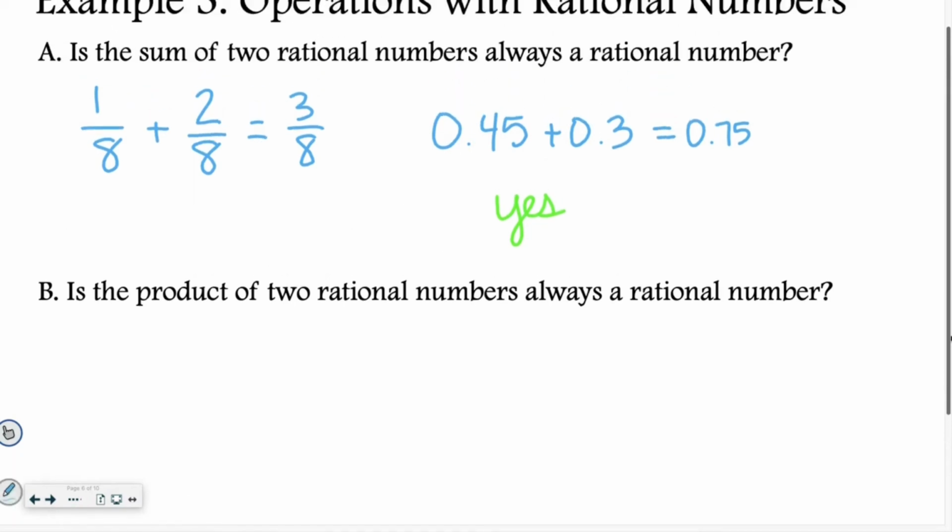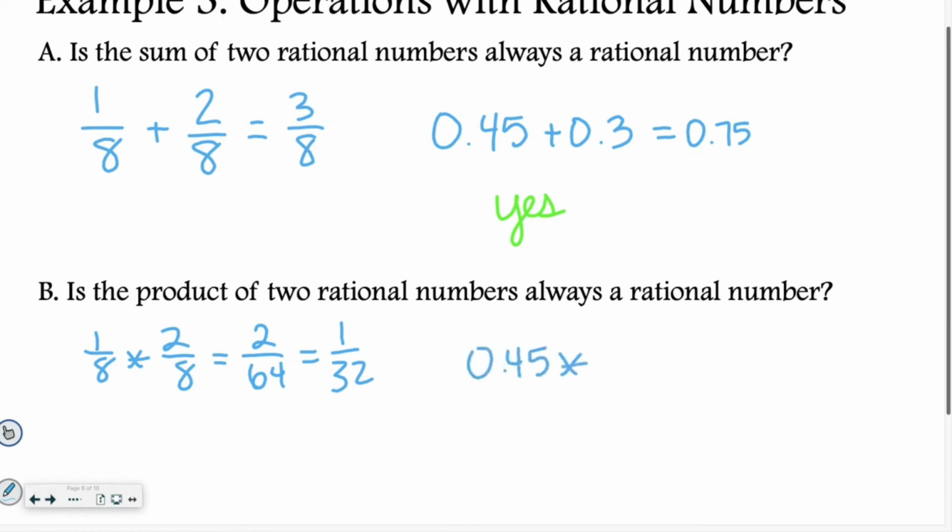If I did 1/8 times 2/8, if I multiply those, I would have 2/64 or 1/32. Well, that's still a fraction, so that is still a rational number. And I could do 0.45 times 0.3, and I end up with 0.135. Another decimal that ends, right?